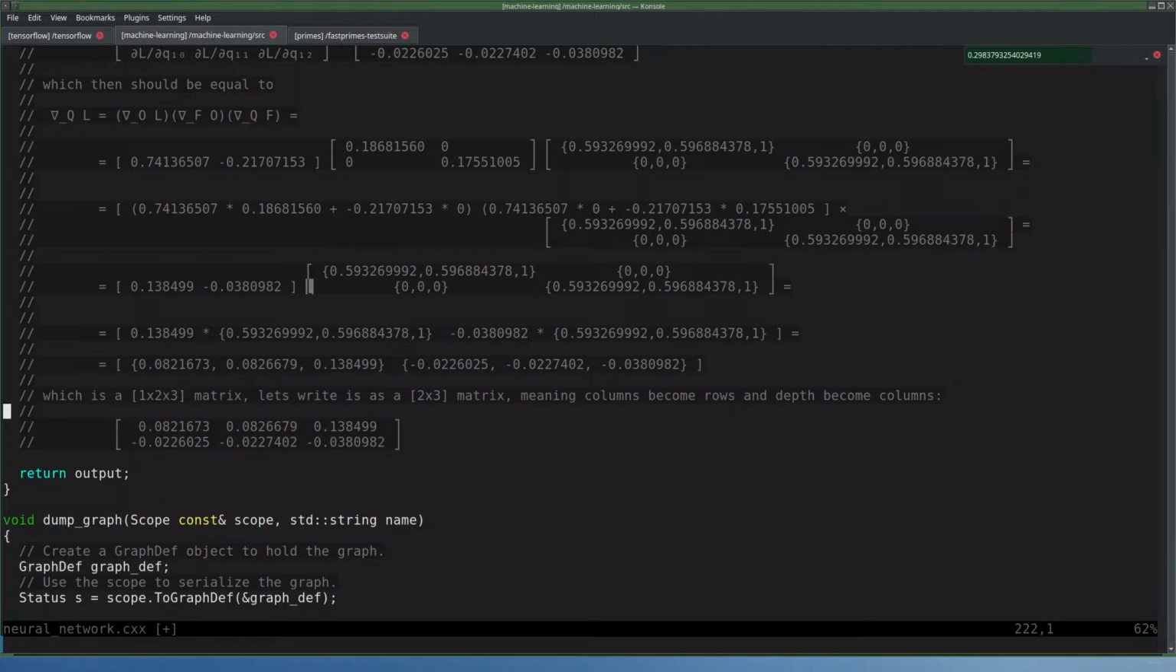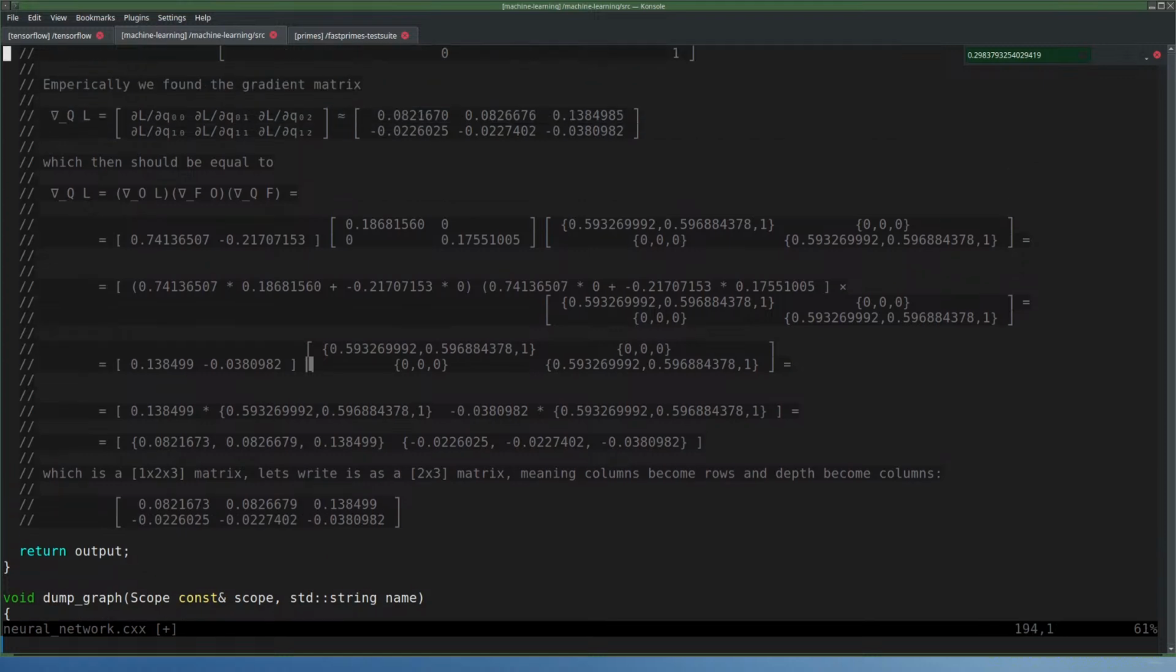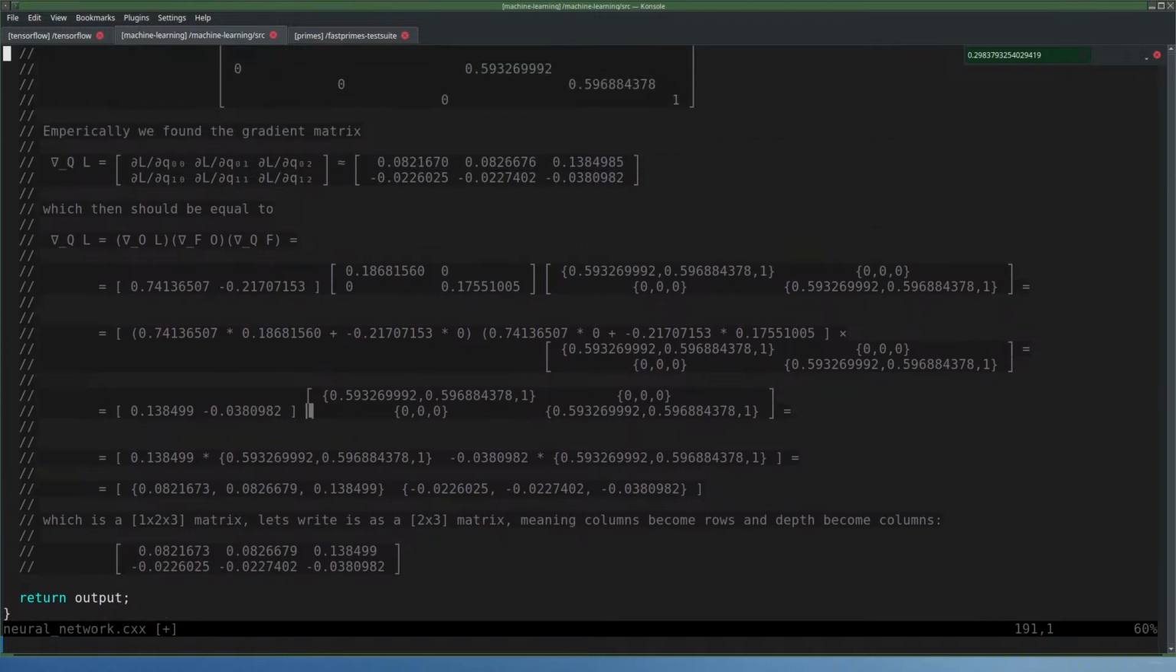Which should be exactly equal to what we predicted. Empirically, yeah. That should be equal to that. Well, close enough. And that should be equal to that. Also close enough. And yeah, also right. That's exact.